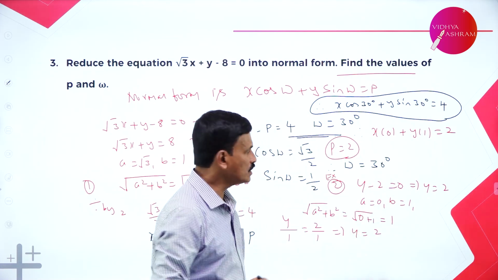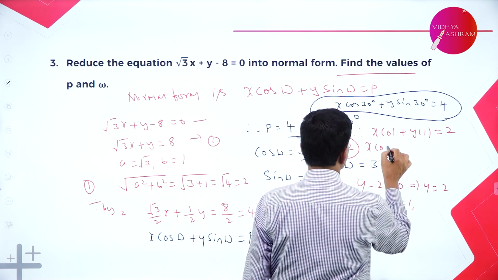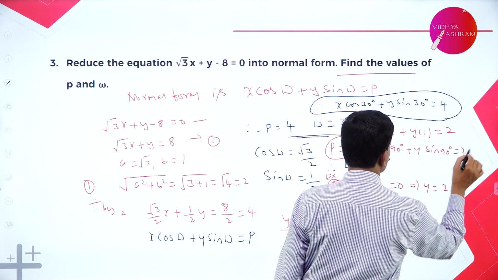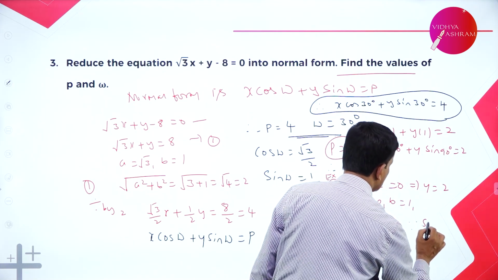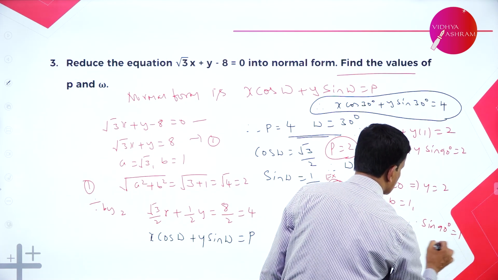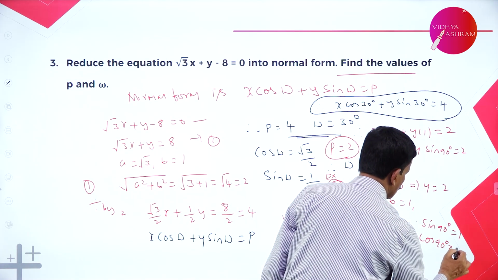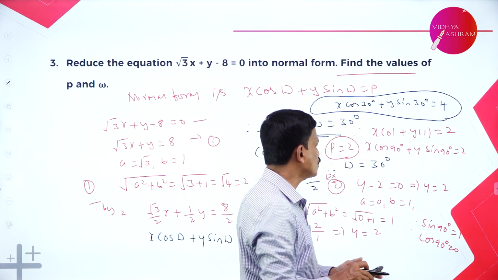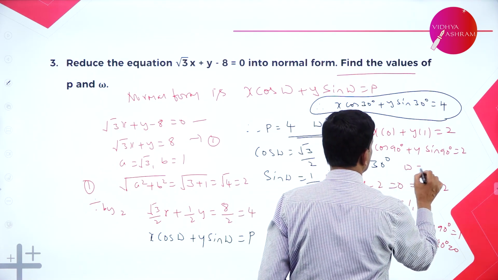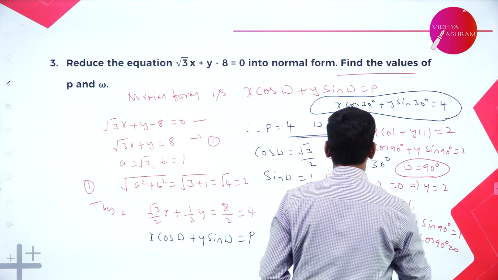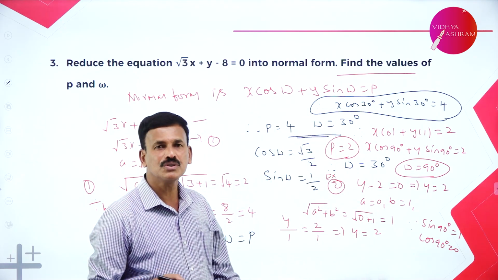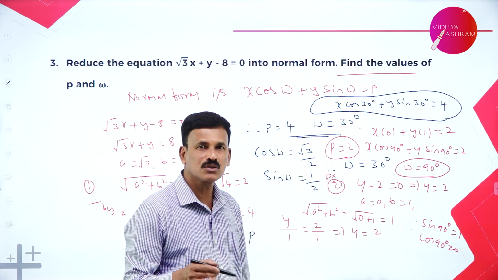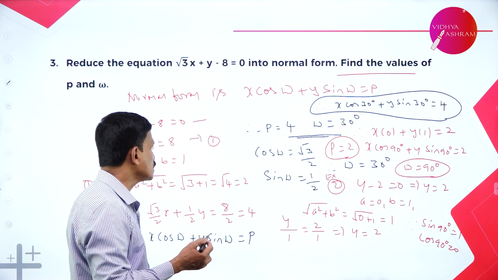Now, if you observe carefully, this is of the form x into cos 90 plus y into sine 90 degrees is equal to 2. Since you know sine 90 is 1, cos 90 is equal to 0. So, 0 into x is 0 plus y into 1 is y. Therefore, you can write omega is equal to 90 degrees. p is equal to 2 and omega is equal to 90 degrees. That is, alpha or omega is 90 degrees and the perpendicular distance is 2. That's it. This is how we are going to solve these types of problems.